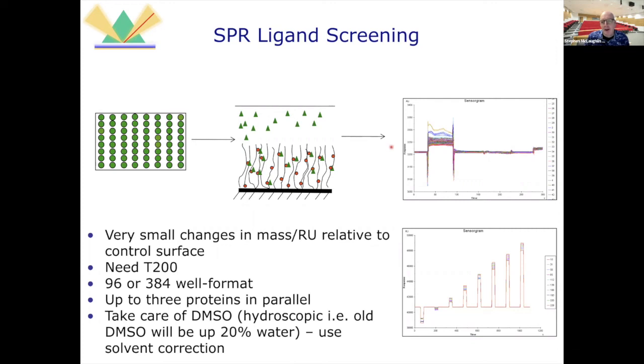If something's been lying around in your cupboard for a few months, it's going to have water in it, so it's not going to be 100% anymore. Similarly, in a screening library, there may be slight differences in the DMSO concentration. DMSO concentration changes will cause bulk refractive index changes, and so you've got to distinguish what's a bulk refractive index change and what's actual real binding. We can take care of that in the Biacore by doing a solvent correction, injecting a whole series of different DMSO concentrations and then correlating those changes and correcting for them.